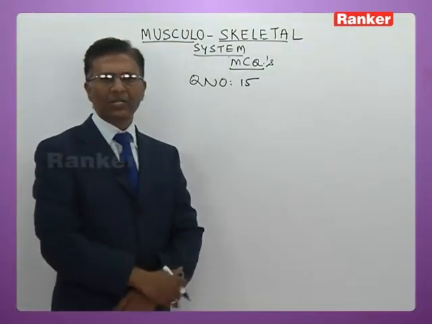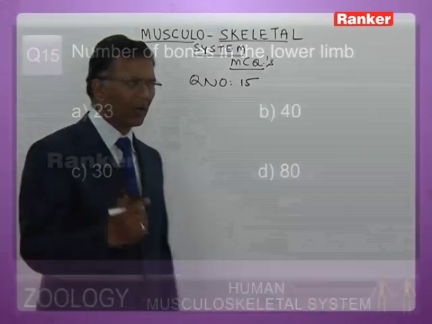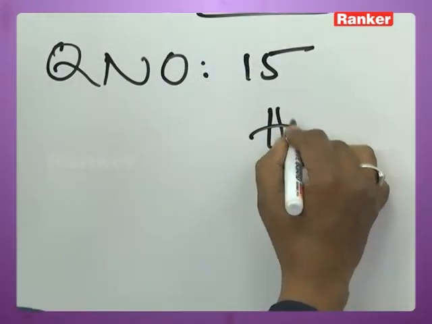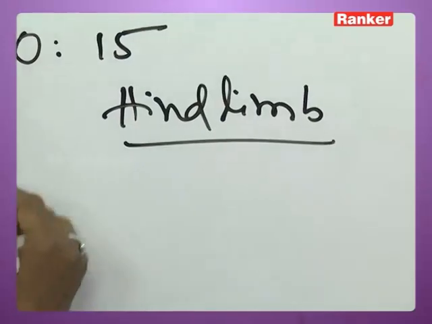Now here is the 15th question. I shall read the question. Number of bones in the lower limb. That is asking the number of bones in the hind limb of human being. A 23, B 40, C 30, D 80. Now here dear students, in hind limb how many bones are there? We shall just count and see once. So you'll get to know the answer.